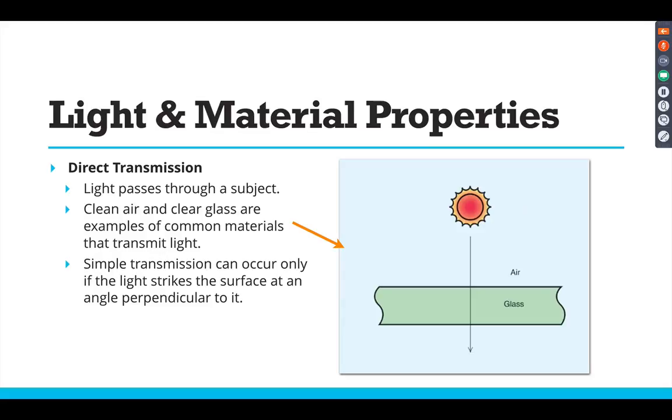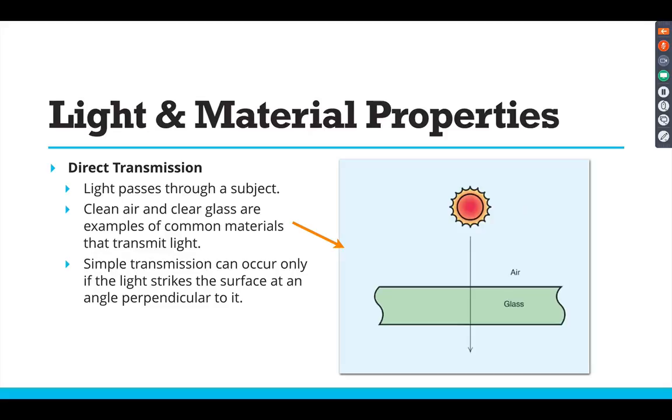Transmission occurs when you have a light ray passing through a surface and it is unobstructed. It passes through directly. So, clean air would be an example. Clear glass would be another example, only if that light ray hits it at the perfect angle. That perfect angle would be perpendicular to the surface of the glass, like a surface normal. When a light ray hits that glass perpendicular, it will pass through undistorted or unrefracted.